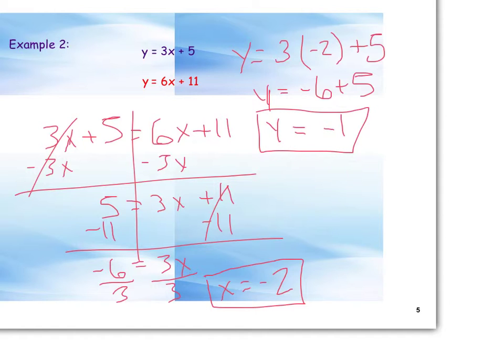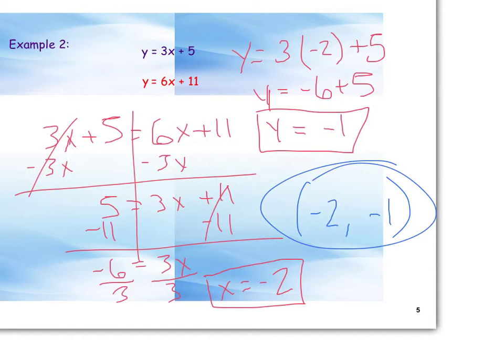So now if we were to record our final answer, we would write it as an ordered pair, where our x is negative 2 and our y is negative 1. Final answer.